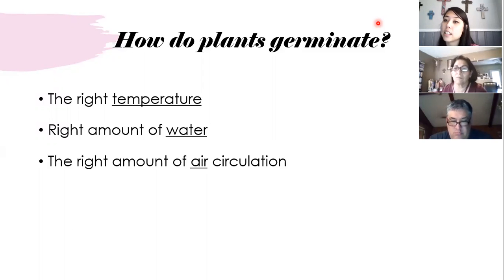It also has to have the right amount of water. A lot of plants need different types of water. A cactus doesn't need as much water as a sunflower might. And then it's going to need the right amount of air circulation, which means you're not going to have a plant that's going to grow inside your pantry. You need sunlight and air circulation and water and all sorts of things in order for it to grow correctly.